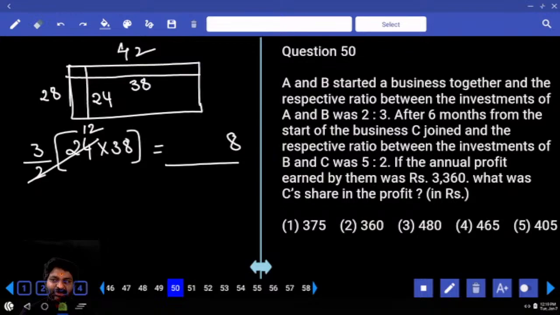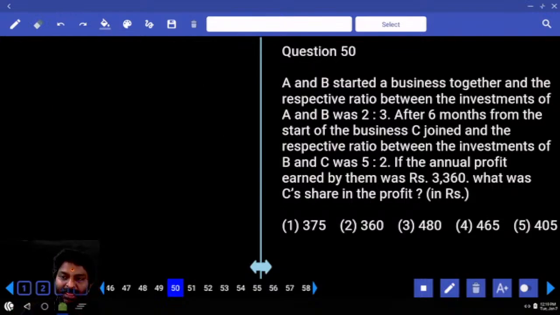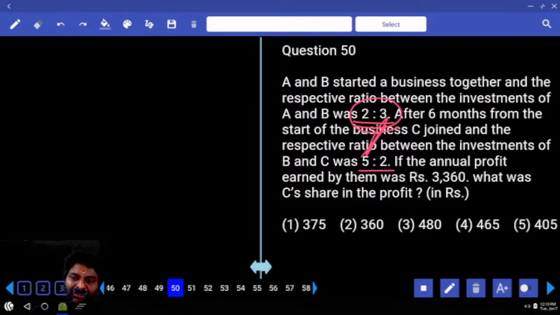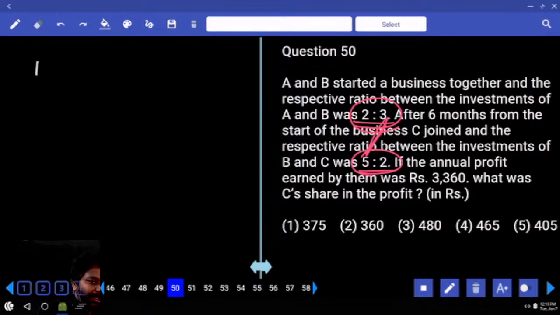A and B started a business together and the respective ratio between the investments of A and B was 2:3. After 6 months from the start of the business, C joined, and the respective ratio between the investments of B and C is 5:2. The annual profit earned by them was 3360. What is C's share? AB investment ratio, BC investment ratio, who is common? B. The number is not common, right? Multiply the first ratio with 5, the second ratio with 3. Then it becomes 10, 15, 6.